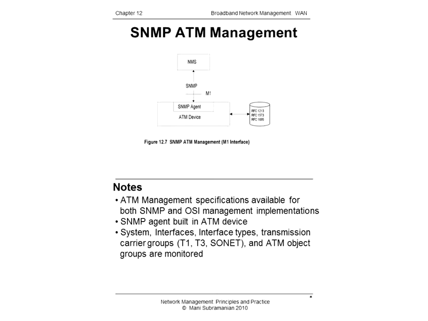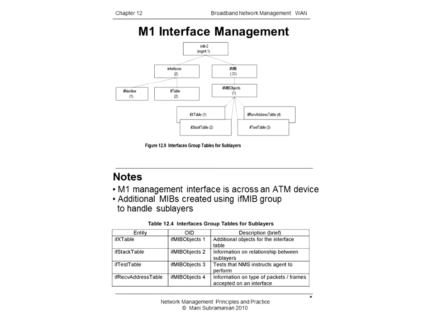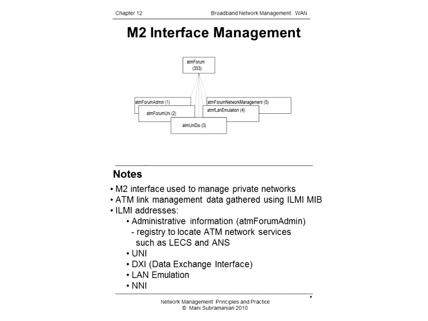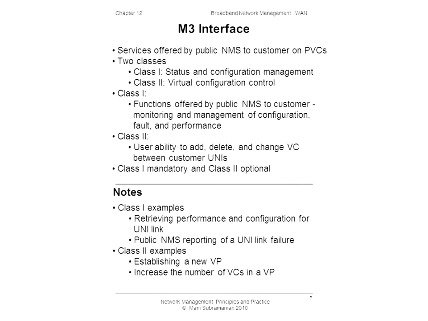Then we have seen that there are three types of protocols that we are using. The first one is ATM, that is asynchronous transfer mode. Then we have SONET or SDH, that is synchronous optical network and synchronous digital hierarchy. And the third one is MPLS, that is multi-protocol label switching. So we have discussed M1 interface, ATM transmission groups, M2 interface management. Now we have to start from M3 interface.